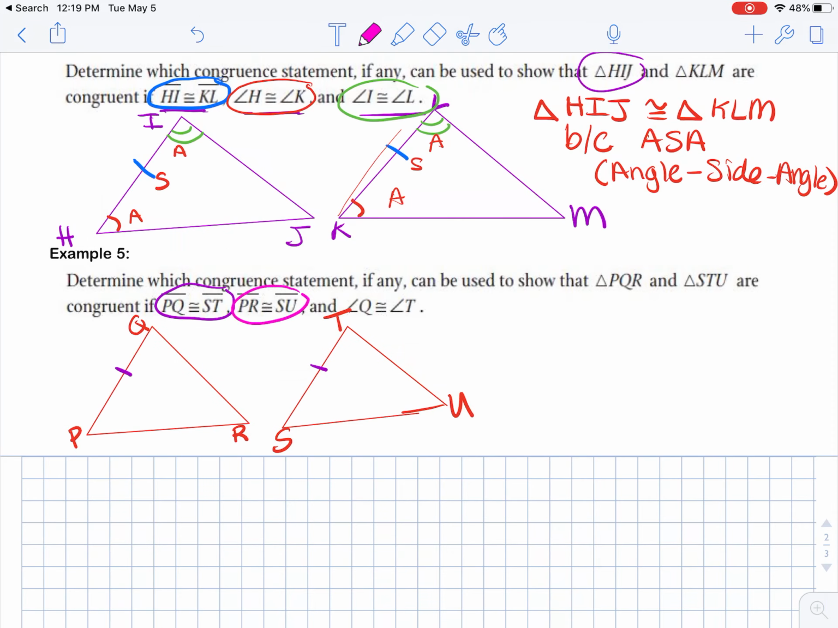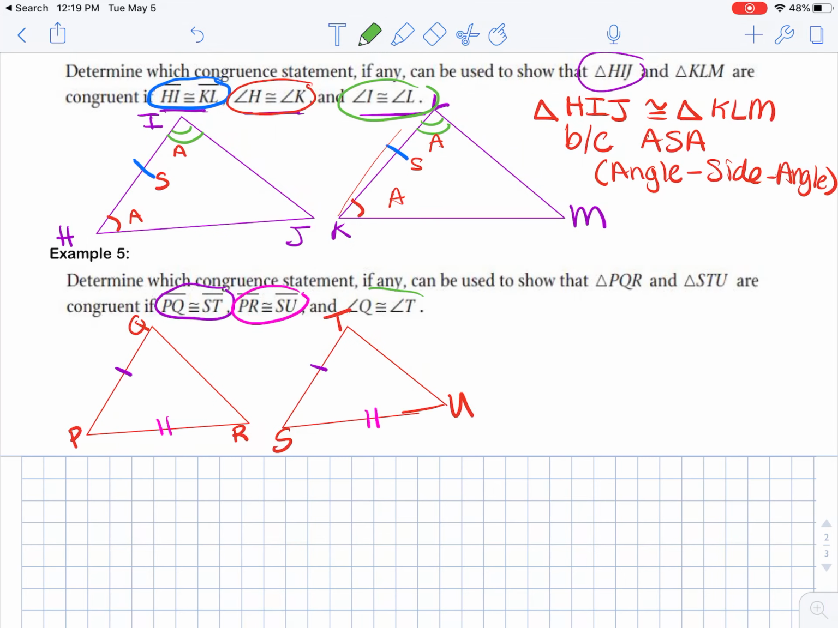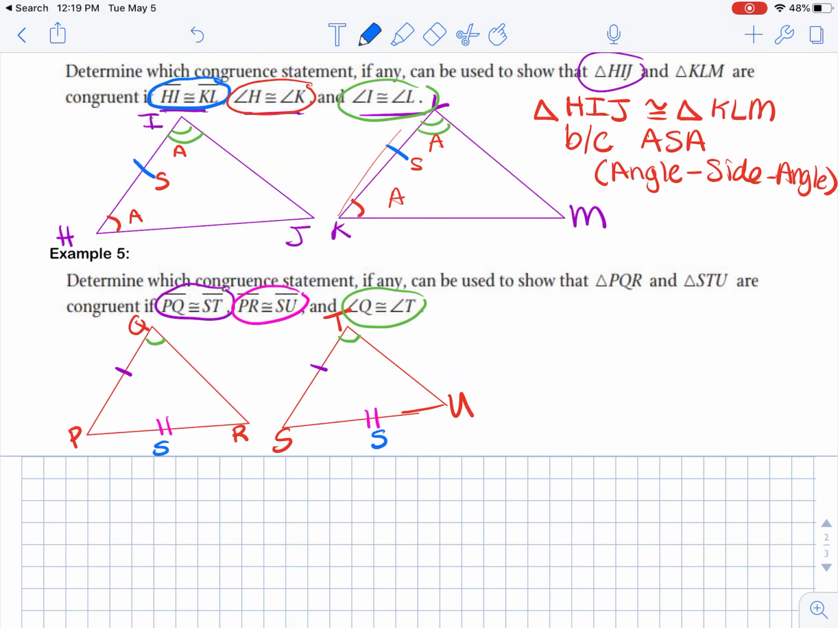And then it says PR is congruent to SU. So I'm going to put 2 tick marks on either side, on PR and SU. And then the last thing tells me that angle Q is congruent to angle T. Remember, you put arcs on the angles. So if I look here, I have a set of sides, I have another set of sides, and then I have an angle.